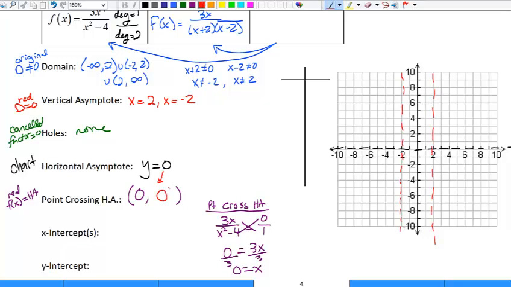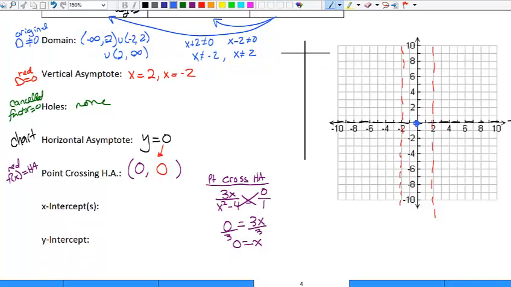So I have a point at 0, 0 that truly does cross the horizontal asymptote. Now, the x-intercept and y-intercept, you might be able to figure those two out just by looking at your point crossing the horizontal asymptote. 0, 0 is an x-intercept and a y-intercept. I'm going to go ahead and show you the work, but if you can look at this and realize that both of these answers are already going to be 0, 0, that might save you a little bit of time.